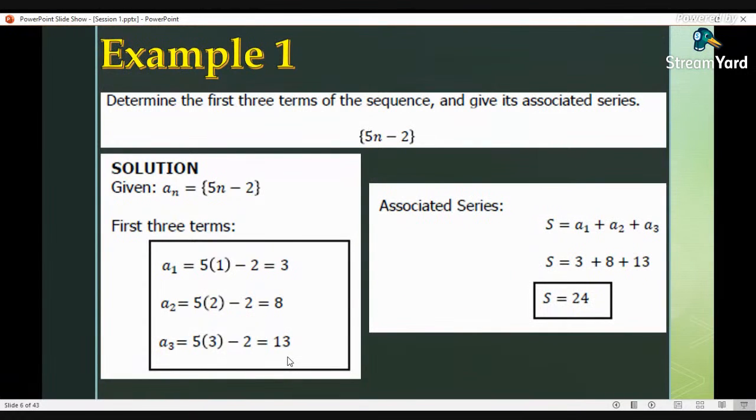And so the associated series would be a sub 1, which is 3, plus a sub 2, which is 8, plus a sub 3, which is 13, all added together. So 3 plus 8 plus 13 is equal to 24. So this will be the associated series given the first three terms of the sequence 5n minus 2.